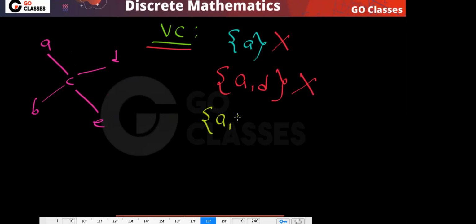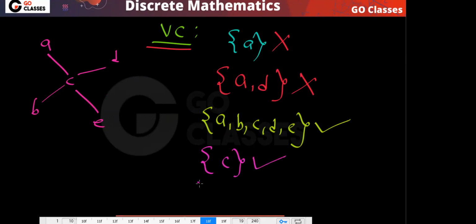So tell me, A, B, C, D, E. Is this a vertex cover? Yes, this is a vertex cover because it will cover all the edges. Every edge has been covered. Now tell me, is this a vertex cover? Yes, this is a vertex cover. And tell me, A comma B comma E comma D. Is this a vertex cover? Yes, this is also a vertex cover.